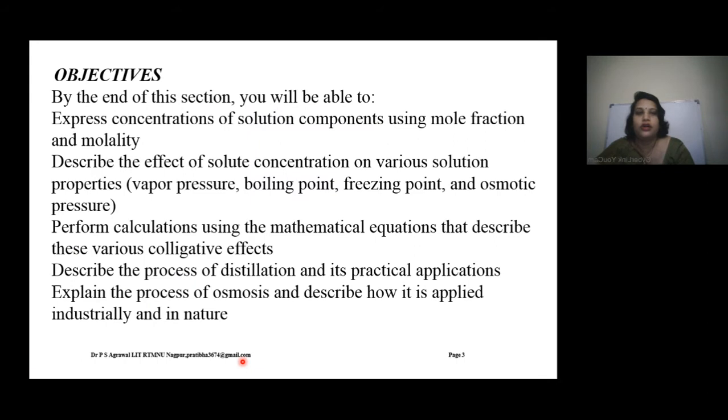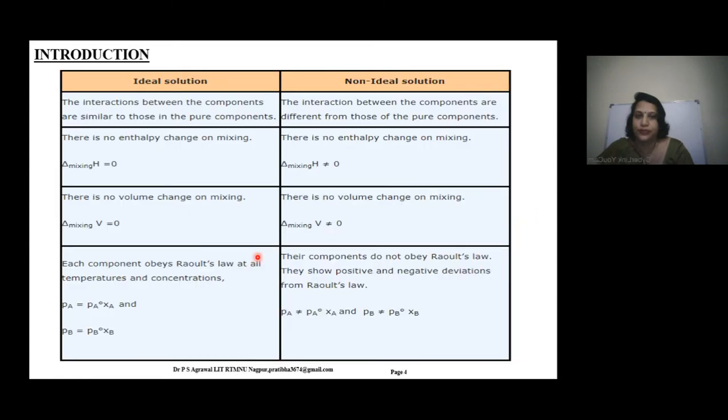Now, by the end of this unit, you will be able to study all the colligative properties. You can perform the calculations using mathematical equations for calculating the molecular weight of the solute. Then you can describe the process of distillation and its practical utility. Then you can see the applications of all these colligative properties.